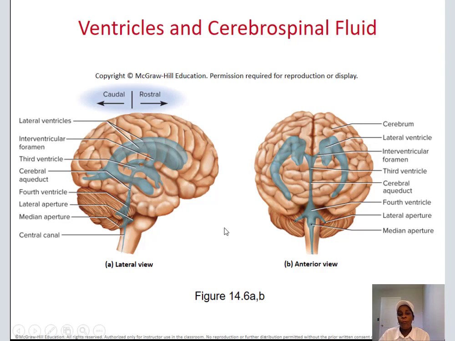So let's end with the four ventricles of the brain. We have two lateral ventricles, one third ventricle, and a fourth ventricle. So you have four of them. Two lateral, third, and fourth ventricle.